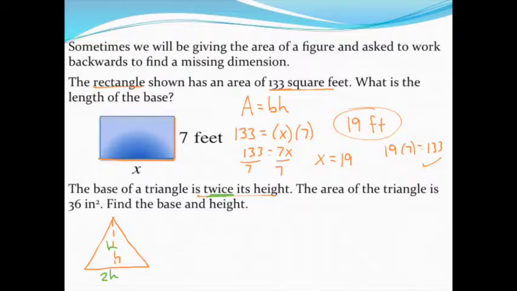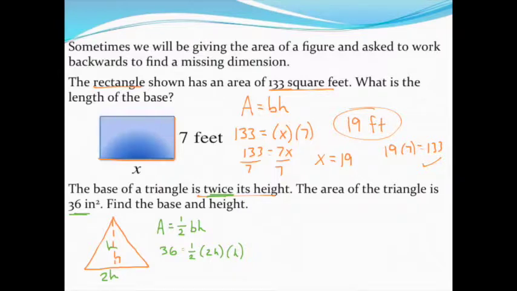Now that I have my picture though, start with your formula. That's key for doing these problems. Since we're dealing with a triangle, our area formula is 1/2 base times height. And then plug in some information that you know. They will always give you the area if you're going to be working backwards. So 36 needs to be equal to 1/2 times, well, the base was just labeled as 2h, and the height is just labeled as h. So I have this algebraic equation that I need to solve now.